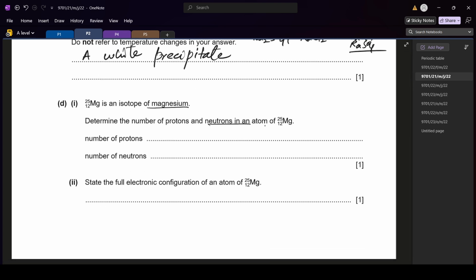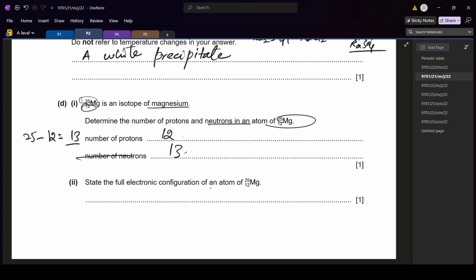Okay. Part D, radium is an isotope of magnesium. Determine the number of protons, neutrons and electrons in an atom of magnesium 25. So the number of protons is 12, because the atomic number of magnesium is 12, and the mass number minus the number of protons gives us the number of neutrons, and this is 13.